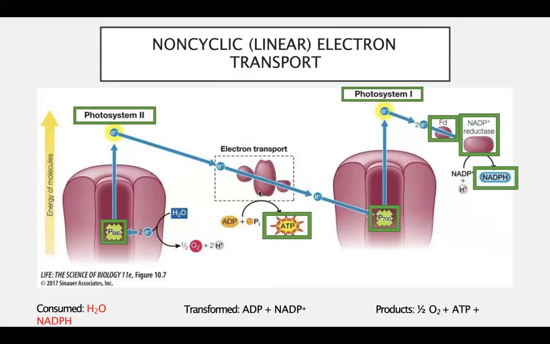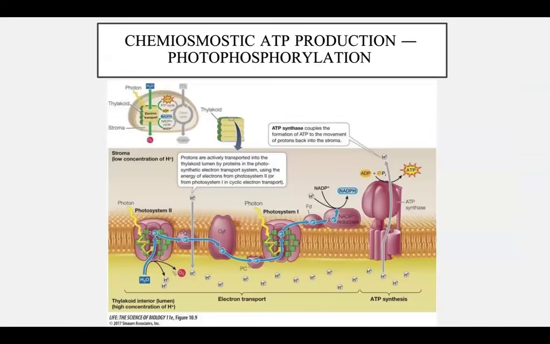So once again, photosystem 2 into your electron transfer chain, into photosystem 1, into ferredoxin, NADP plus reductase will be your sequence if they ask about it on the exam.